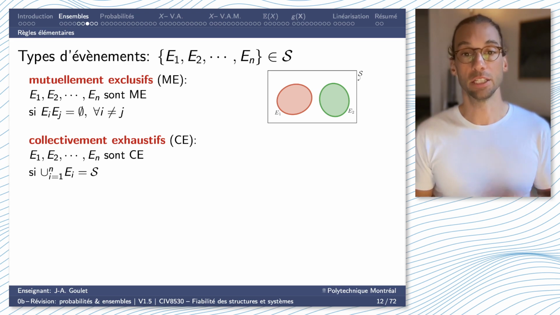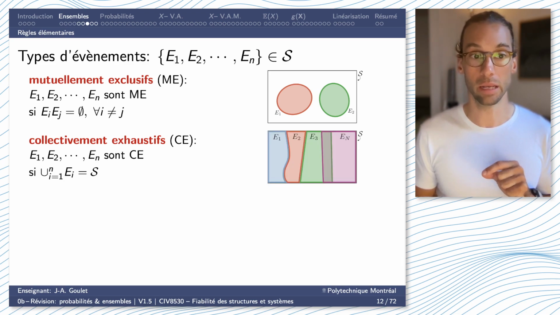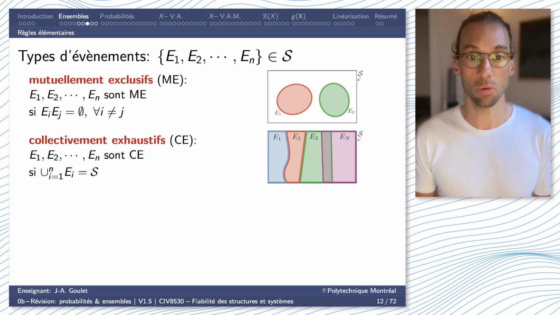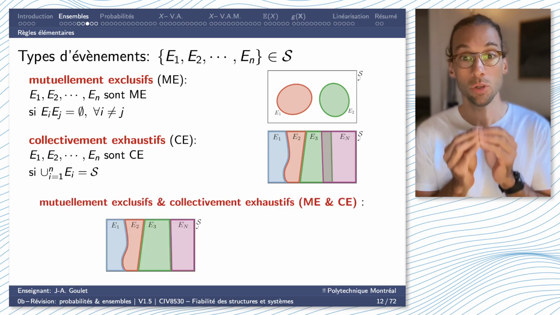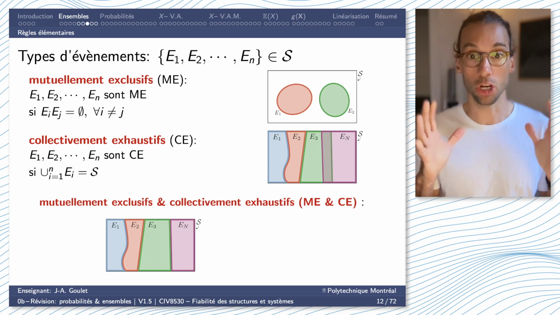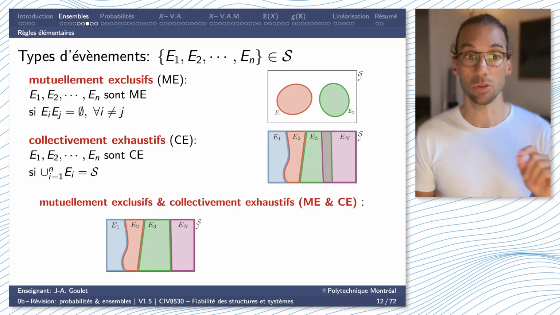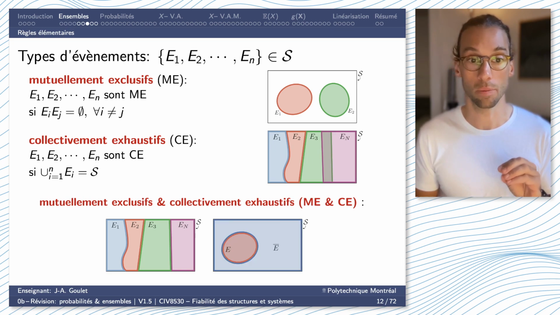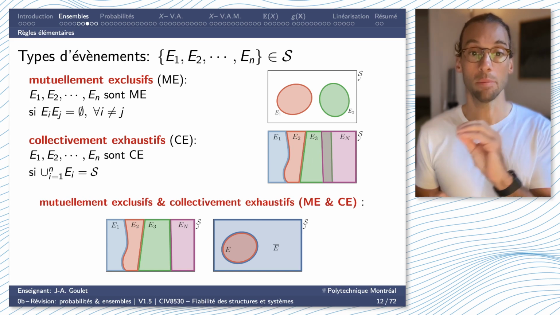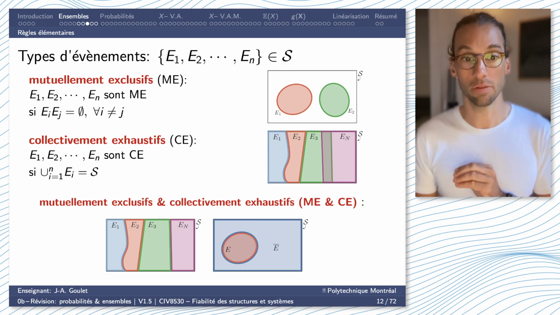We can have collectively exhaustive events, meaning that my collection of n events is collectively exhaustive if the union of all these events leads to the sampling space. We can see here in the representation from E1 to En, if I do the union of all these events, I'm going to get the sampling space. And then we can combine both. We can say that events are mutually exclusive and collectively exhaustive if their union leads to the sampling space and there is no intersection between any pair of events. So the difference between this and this is that here we can allow for some intersection, and here there is no intersection at all. And an event and its complement are always mutually exclusive and collectively exhaustive.